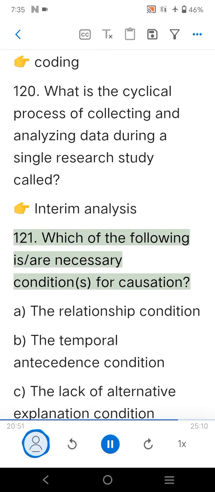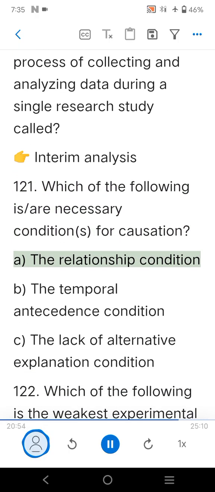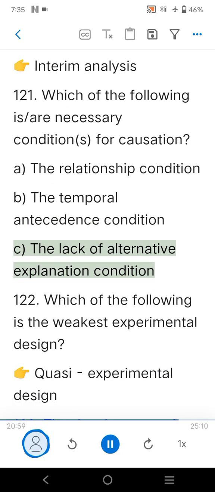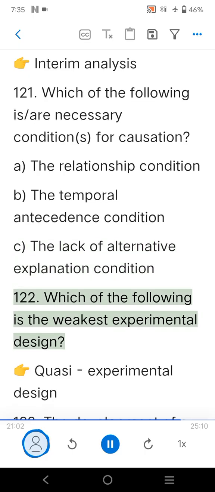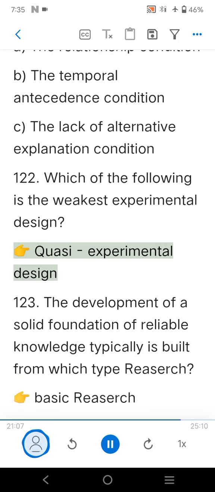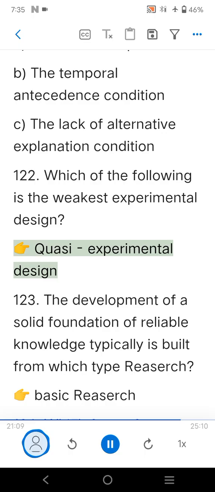121. Which of the following is a necessary condition for causation? A. The relationship condition. B. The temporal antecedents condition. C. The lack of alternative explanation condition. 122. Which of the following is the weakest experimental design? Quasi-experimental design.